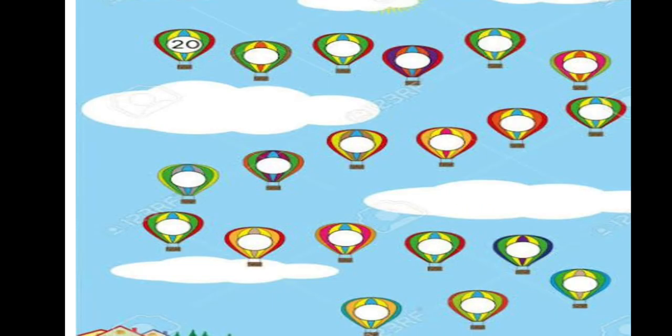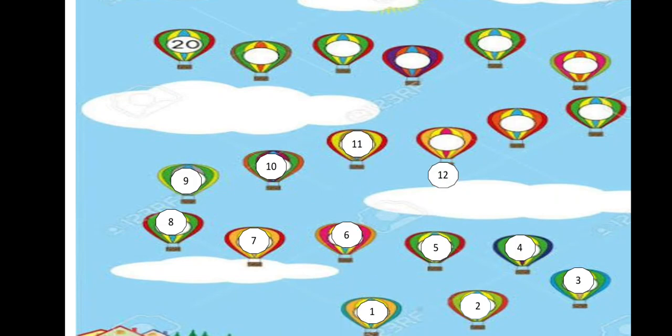Here we have hot air balloons. Let's try and count together from 1 till 20. 1, 2, 3, 4, 5, 6, 7, 8, 9, 10, 11, 12, 13, 14, 15, 16, 17, 18, 19, 20.